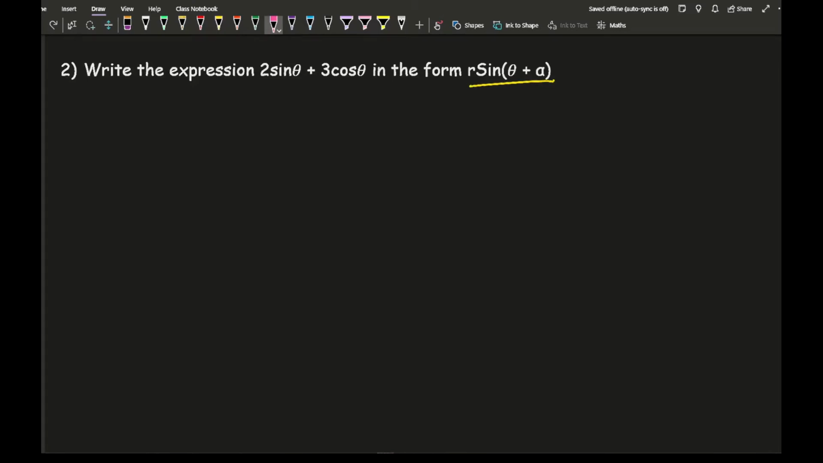Now, in terms of a shortcut for finding r, r squared is always going to be this number squared plus this number squared. So here, in terms of our cos, if I just take those two numbers, r squared is going to be 2 squared plus 3 squared. So r squared equals 4 plus 9, so r equals the square root of 13. So it's a quick way.